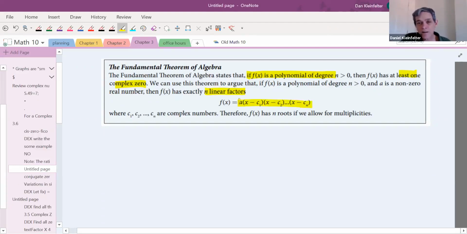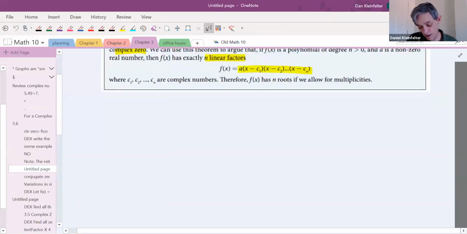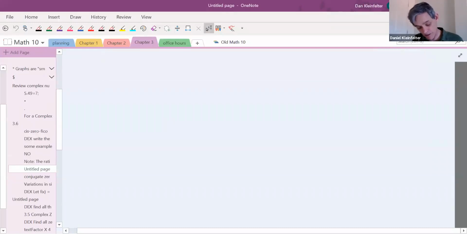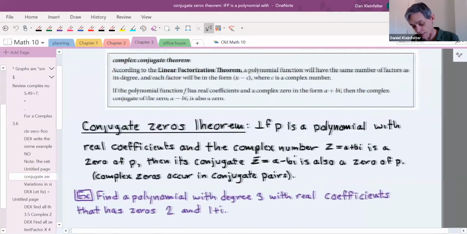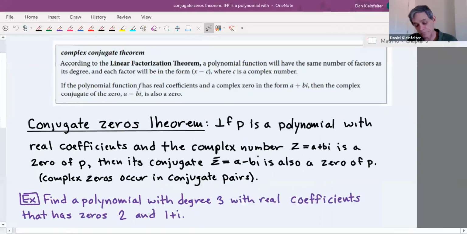So put in more everyday language, if you have an nth degree polynomial, it's going to have n factors. If you have a degree n polynomial equation, it's going to have exactly n solutions, if you count repeats and if you count complex number solutions. All right, so the next part has to do a little bit more with complex number solutions, and that is what's called the conjugate zeros theorem, or complex conjugate theorem is what our book is calling it.